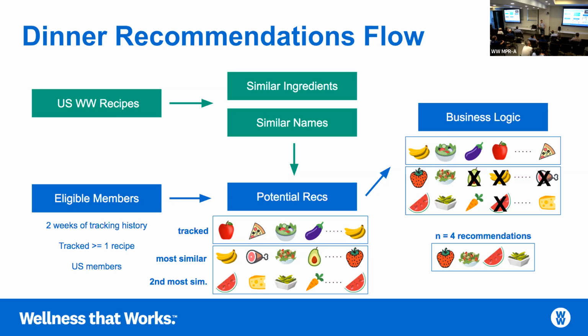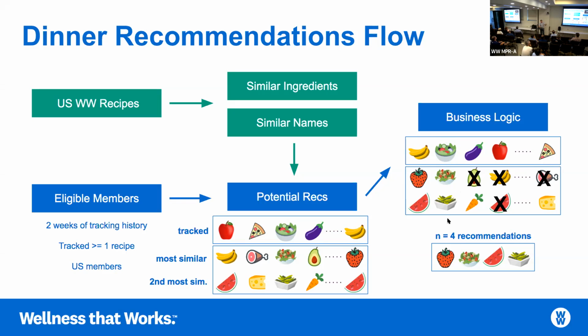It turns out that our member only has like 2 points left, and avocado's like 11 if you eat the whole thing. So we're not going to recommend an avocado. They've already eaten bananas this week, so we're going to skip that. And it turns out they ate some type of pizza that was vegetarian, and ham's not vegetarian, so we're not going to do that one either. And then we go to the next row, and we got watermelon and salad, and we got our 4 recommendations. So that's kind of how the recommender works.